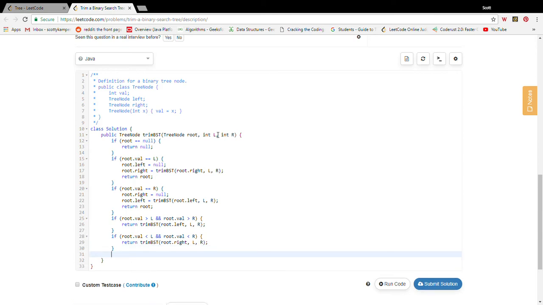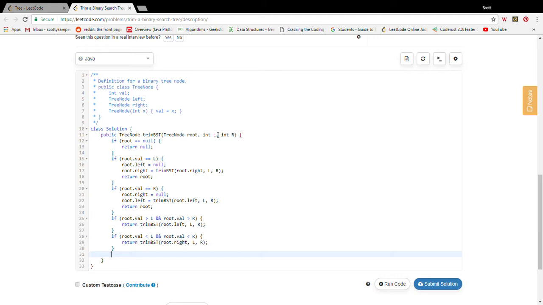Alright, so none of these things have happened. Root's not null, value is not equal to left, value is not equal to right. It's not greater than both of them, it's not less than both of them. What must that mean? Where does that leave us? That means that we have a tree with a root. Its value is somewhere in our bounds. It's in between left and right.